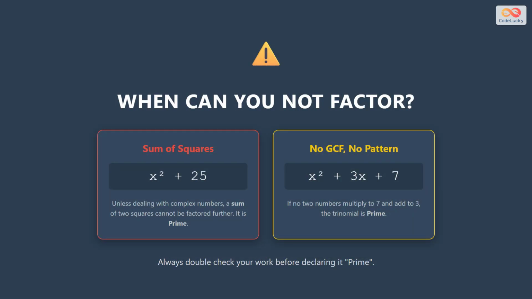Sometimes you will encounter polynomials that cannot be factored. We call these prime. Common examples include the sum of 2 squares, like x squared plus 25, or a trinomial where no 2 numbers work to solve the puzzle, like x squared plus 3x plus 7. If you have checked for a GCF and checked all patterns and nothing works, the polynomial is prime.